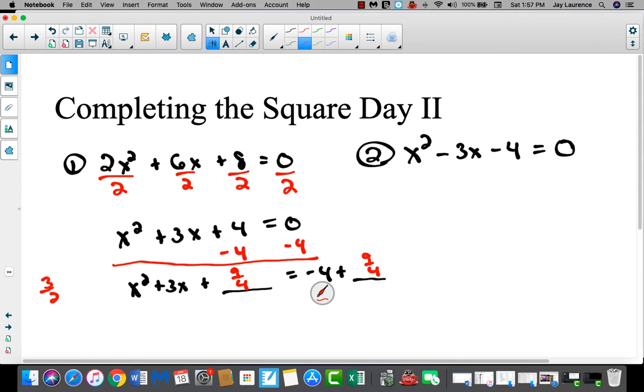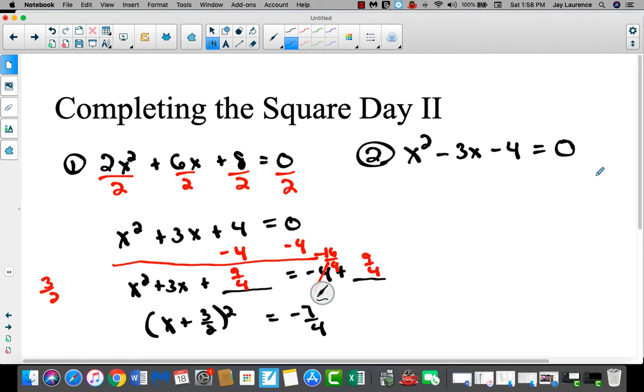I don't want to think about it as negative 4. I'm going to think about it as negative 16/4. Okay. So I will factor x plus 3/2, quantity squared. And that will equal negative 7/4.